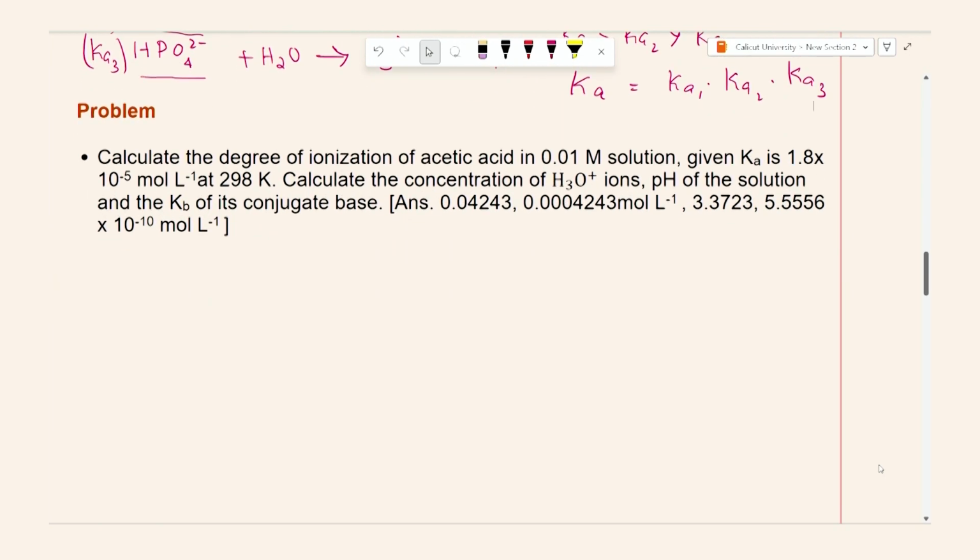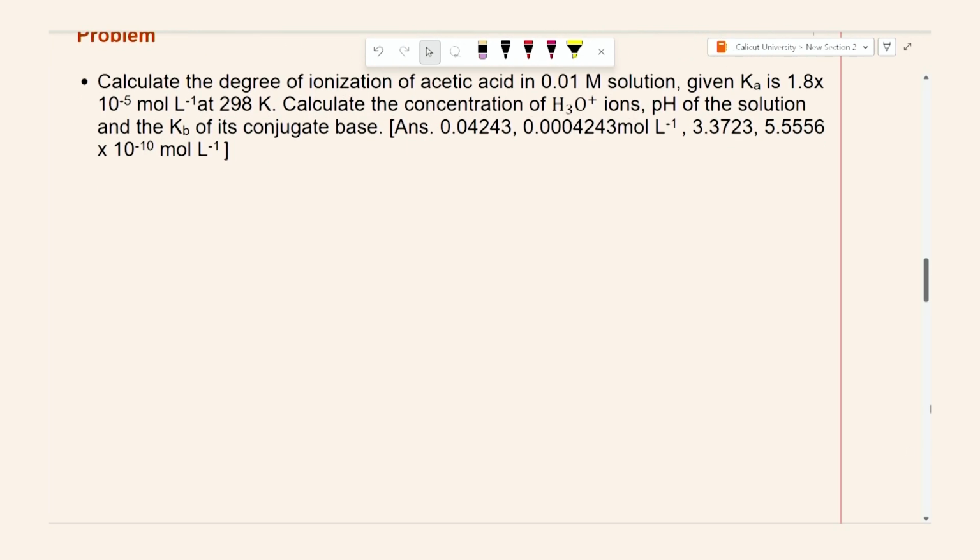Now, let us go for the problem. Here, calculate the degree of ionization of acetic acid in a solution that has a concentration of 0.01 molar, given that Ka is equal to 1.8 into 10 to the power minus 5 at 298 Kelvin, and you are supposed to find out the concentration of H3O plus, pH of the solution and Kb of its conjugate base.